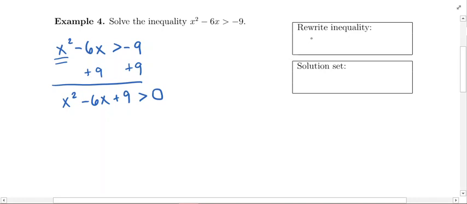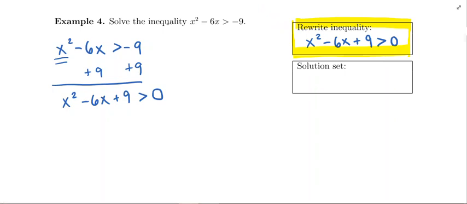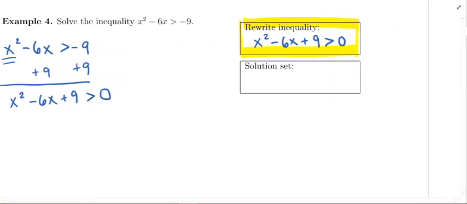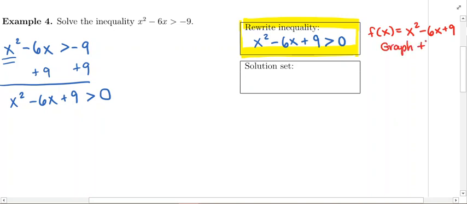So going forward in this problem, we're going to work with this form of the inequality: x squared minus 6x plus 9 is greater than 0. Now that one side of the inequality is 0, we're going to write down f of x. The f of x is going to be the non-zero side, so f of x is x squared minus 6x plus 9. We need to graph this. This is our parabola. You cannot graph the parabola until one side is 0.